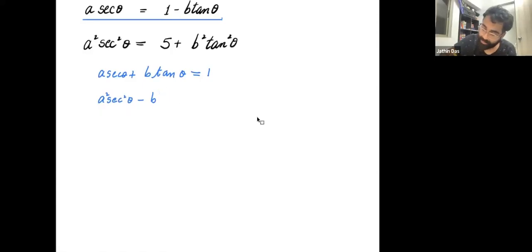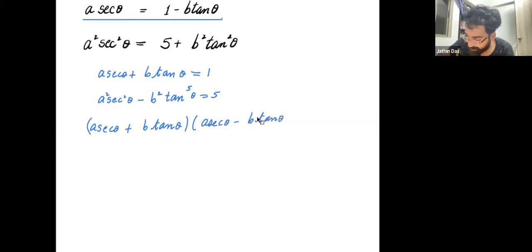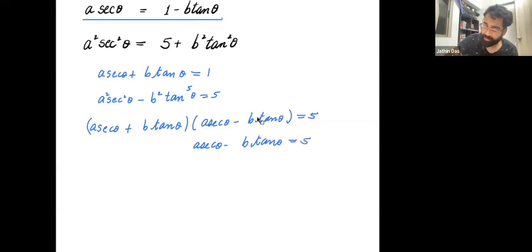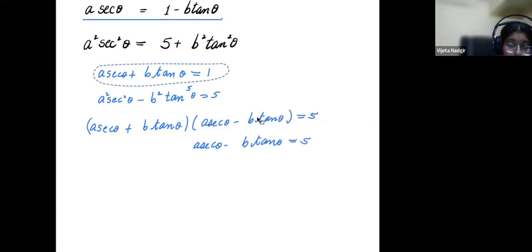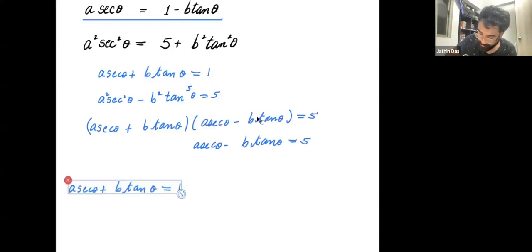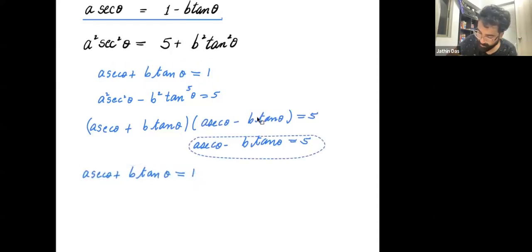Good, very good. I did another method, but this is very good. So if I expand, I get a sec theta plus b tan theta, correct? And next is a sec theta minus b tan theta is equal to 5. But this is already 1. So a sec theta minus b tan theta is equal to 5. Excellent. So now you know this and you know this. So I can eliminate.